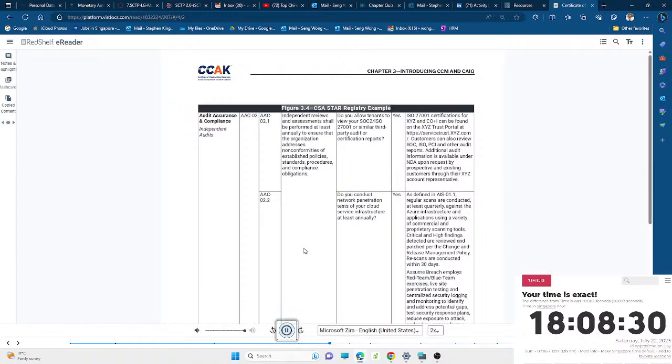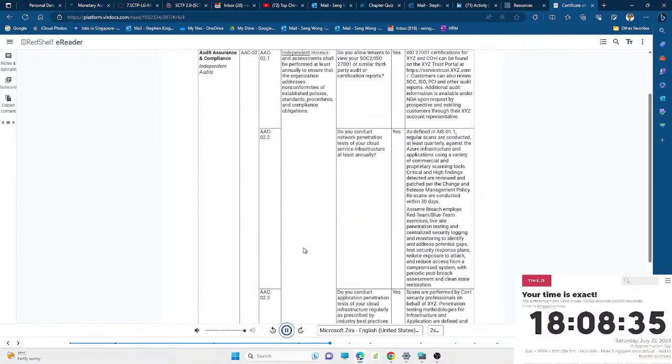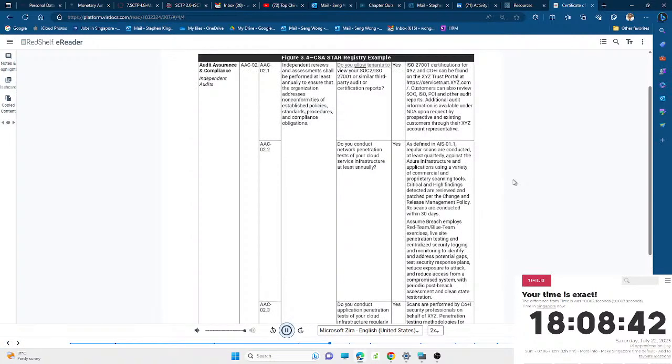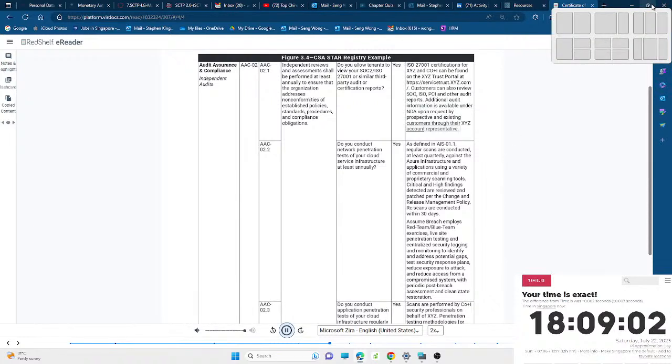Figure 3.4 CSA STAR Registry Example. Audit Assurance and Compliance, Independent Audits. AAC02, AAC02.1: Independent reviews and assessments shall be performed at least annually to ensure that the organization addresses nonconformities of established policies, standards, procedures, and compliance obligations. Do you allow tenants to view your SOC 2/ISO 27001 or similar third-party audit or certification reports? Yes, ISO 27001 certifications for XYZ and Co. Plus I can be found on the XYZ Trust portal at https://servicetrust.xyz.com/. Customers can also review SOC, ISO, PCI, and other audit reports. Additional audit information is available under NDA upon request by prospective and existing customers through their XYZ account representative.